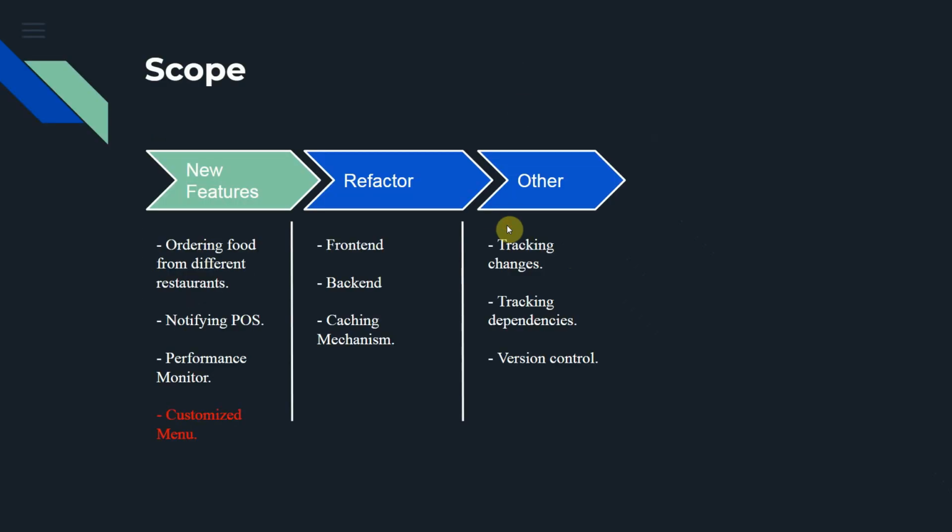So, a little brief review about my scope. First, I'm going to talk about the new features and some relevant benefits. The first feature is about adding support for customers to order food from different restaurants, which is kind of my baseline.